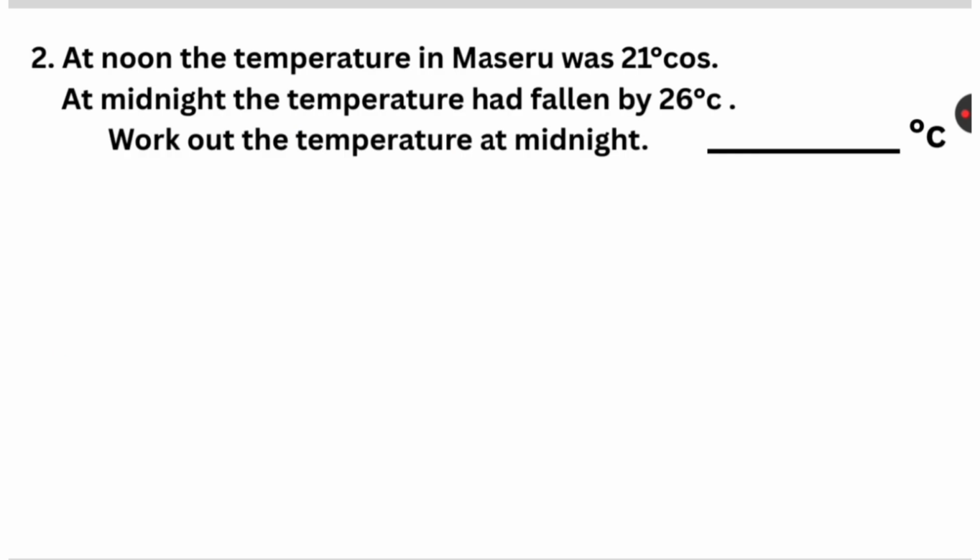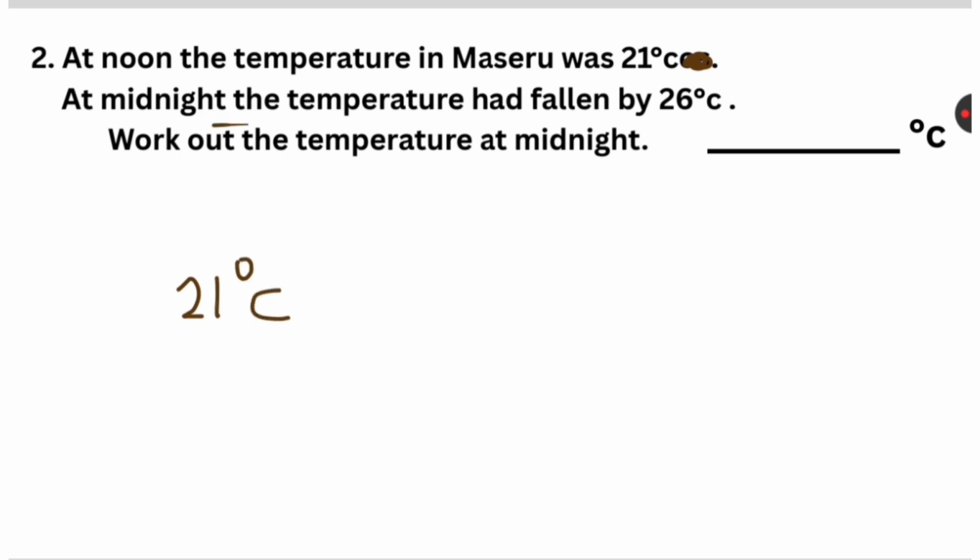At noon, the temperature in Maseru was 21 degrees Celsius. At midnight, the temperature had fallen by 26 degrees Celsius. Work out the temperature at midnight. So we have to work out the midnight temperature. How can you work out the midnight temperature? First, let's take the noon temperature. That means afternoon temperature. That is 21 degrees Celsius.